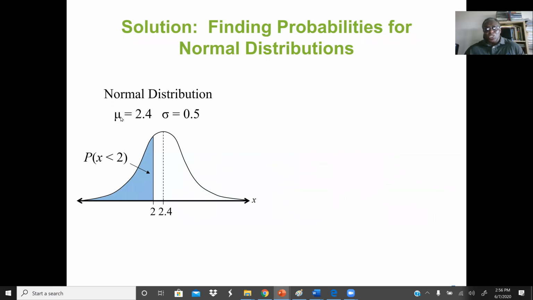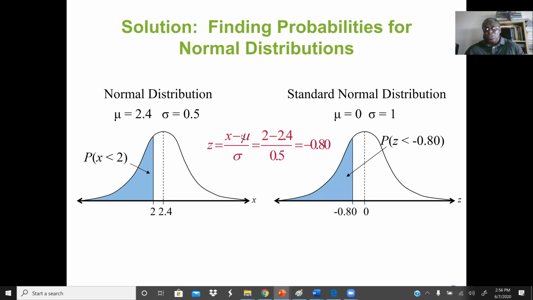Here again, the question gave us the mean to be 2.4 and the standard deviation 0.5, and our goal is to find the probability that x is less than 2 years. The first thing again is to find a z-score, which is x minus mu over the standard deviation. So it will be 2 minus 2.4 divided by 0.5, and that gives us negative 0.8.